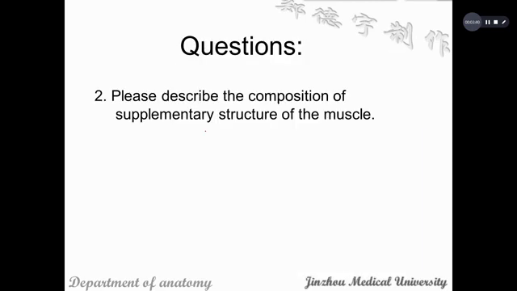And then let's see, please describe the composition of the supplementary structures of the muscle, including the 4. And if you can remember more, you can write down more. Otherwise, writing down the 4 names is okay. The supplementary structures of the muscle.